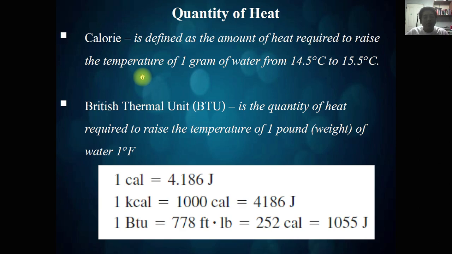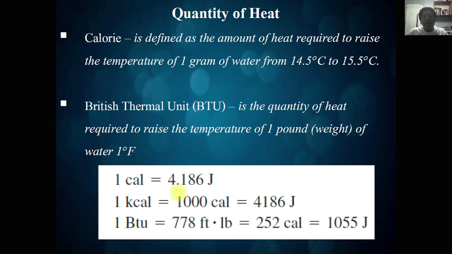Now we have also what we call the British thermal unit, which is defined as the quantity of heat required to raise the temperature of 1 pound, that is basically 1 pound of water, by 1 degree Fahrenheit. So British thermal unit is actually also known as BTU. Okay, and here are some following conversions from calories to joules. Joules is the SI unit of heat, and from BTU to calories and to joules. So for 1 calorie, we have 4.186 joules.